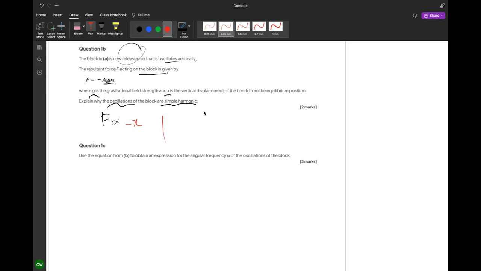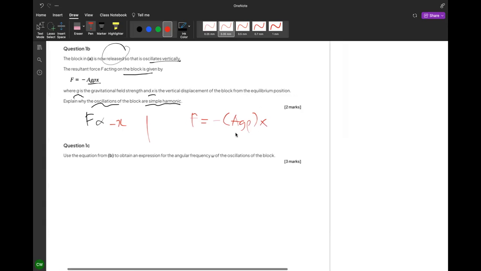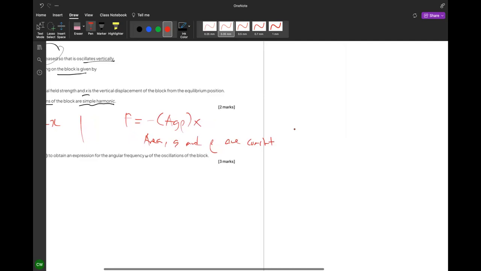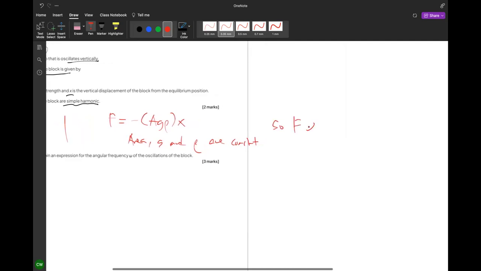So from here we can see that negative A rho g. Okay, so you have to say these three things are constant. Okay, correct. So you have to say area, density and g are constant. So F will be directly proportional to negative s.